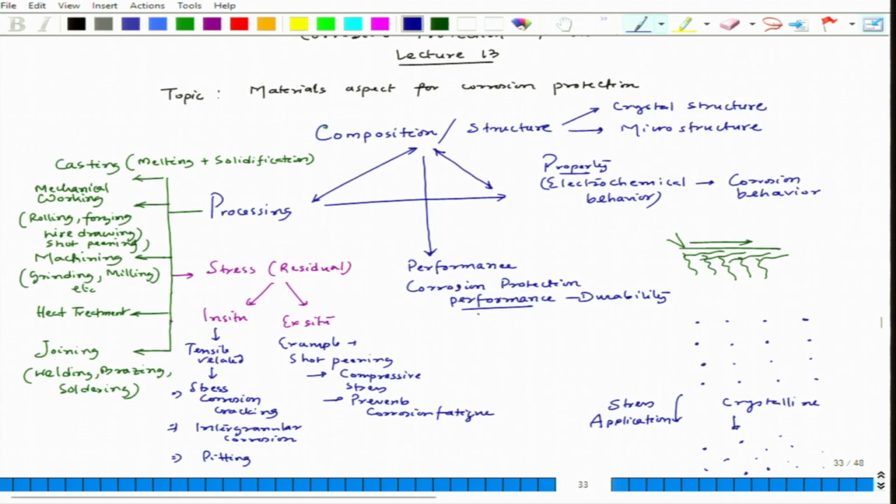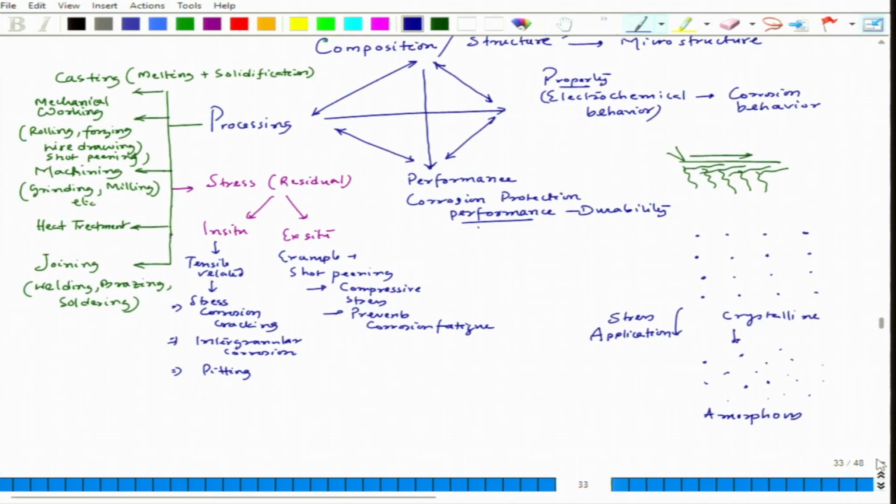Now if we look at this again, if we consider processing, it has effect on composition and structure, and it has effect on property. So that means it must have effect on performance. So it is also related to performance. Now considering property, electrochemical property is actually guiding the performance. So it is also related to performance. Now if we look at this particular picture, this is nothing but the material tetrahedron. So we are talking about the materials tetrahedron.